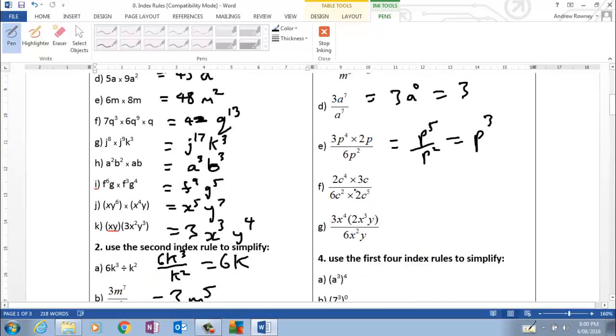This one gives 6 on the top and 12 on the bottom with the numbers. If you look at the letters, you've got c5 on the top, and on the bottom you've got c7. And then when you divide them, 6 divided by 12 is 2, so it's 2 on the bottom, and 5 take 7 is minus 2, so it's c to the minus 2.